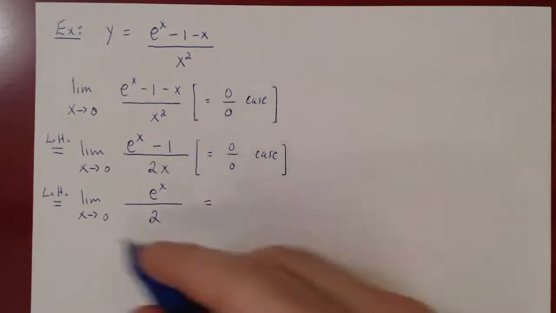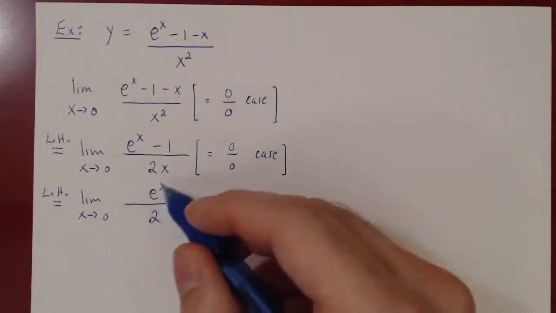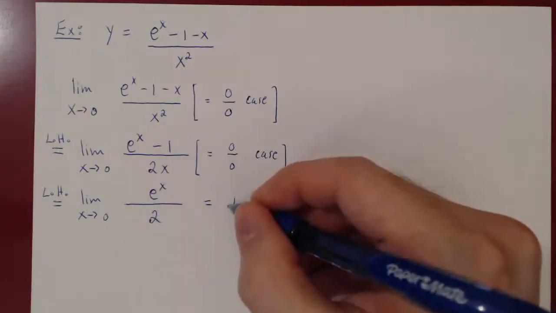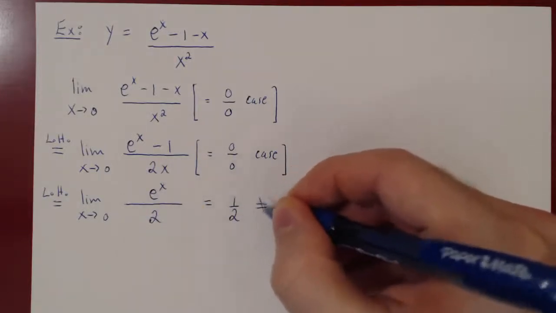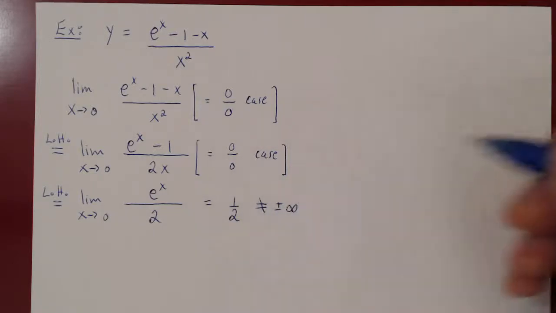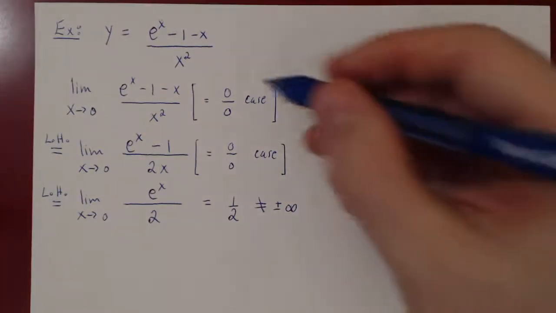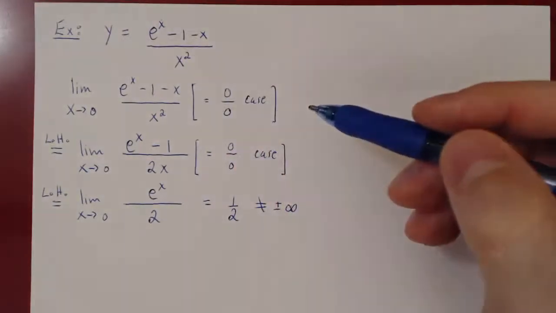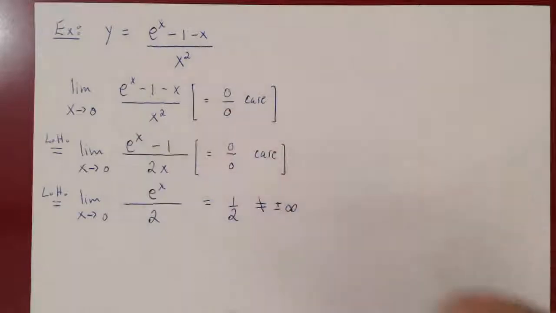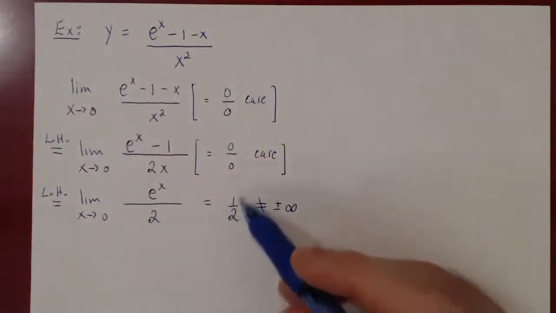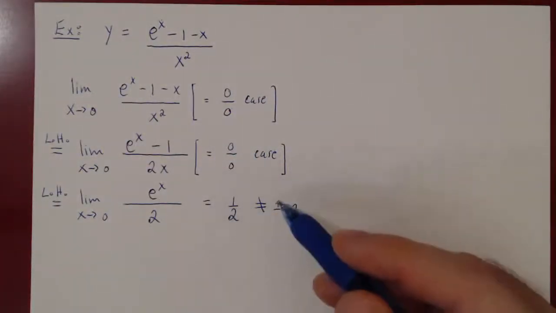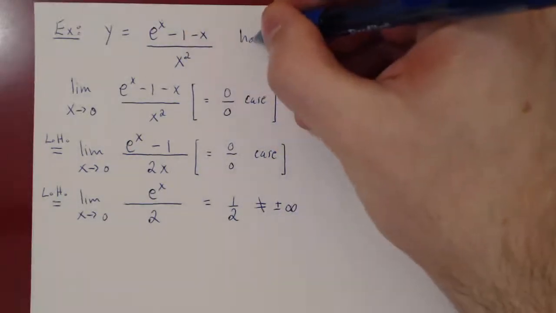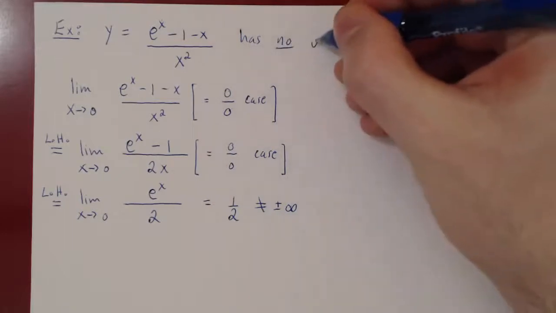And now we are done, because as x goes to 0, e to the x will approach e to the 0, which is 1 over 2. Therefore, the limit is 1/2, which is clearly not positive or negative infinity. So you see that the only possible value of x that would possibly have given us a vertical asymptote was x equals 0. But the limit is finite. It's actually 1/2. So we get no vertical asymptote. So this function has no vertical asymptote.